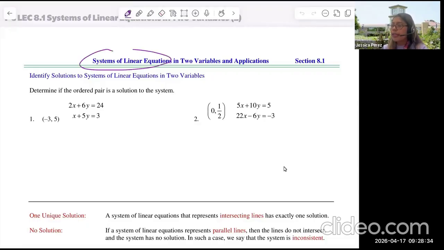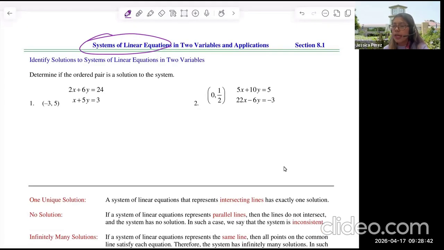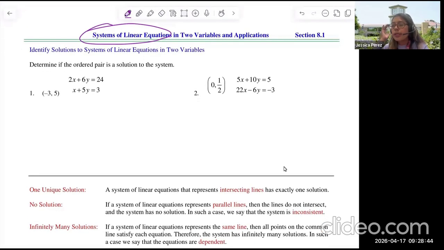So when we're solving a system of linear equations, we have more than one equation and two different variables. The first thing that they're asking us to do is to determine if the ordered pair is a solution to the system. So the solution is actually already given. What we're asked to do is to check if this is the actual solution.